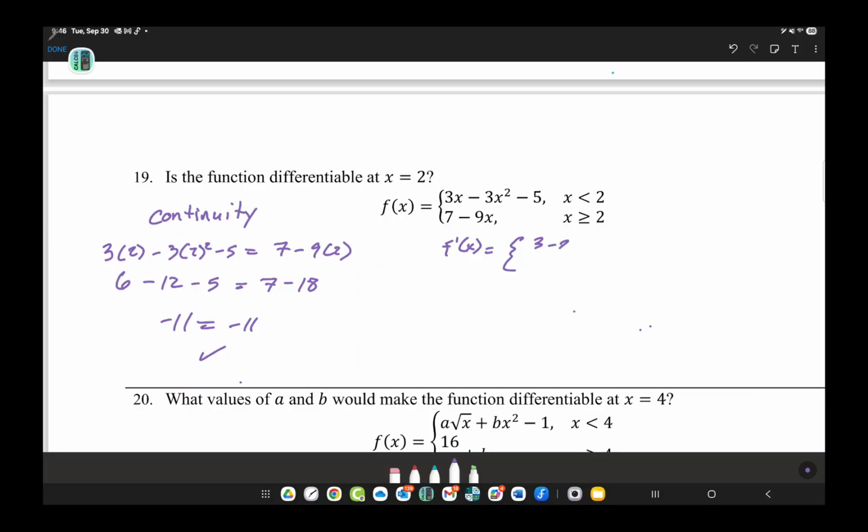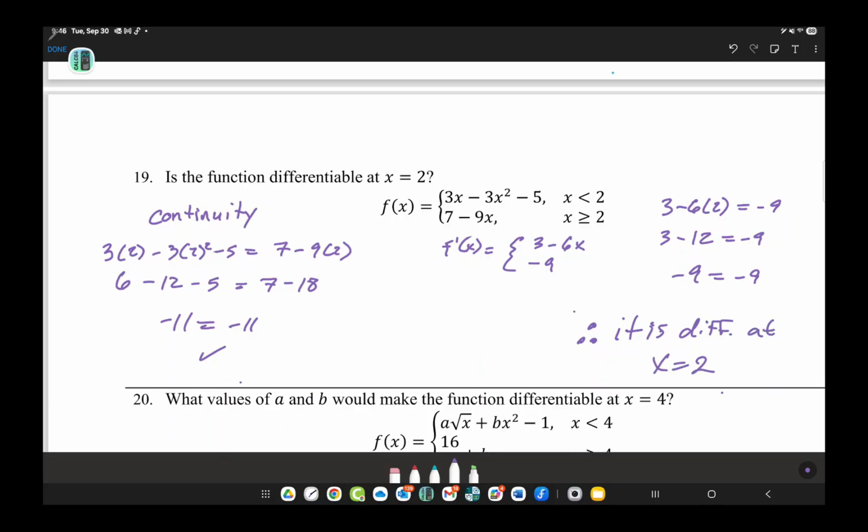which is 3 minus 2x, 3 minus 6x, and negative 9. So, does 3 minus 6 times 2 equal negative 9? Does 3 minus 12 equal negative 9? Yeah. So, therefore, it is differentiable at x equals 2. If we go up there non-continuous, like right there, and you see non-continuous in the notes, well, not continuous means not differentiable.